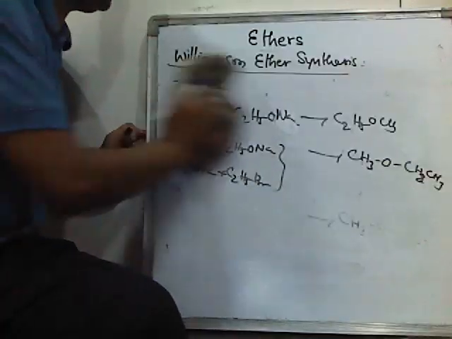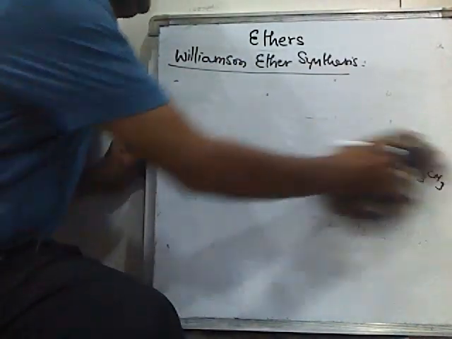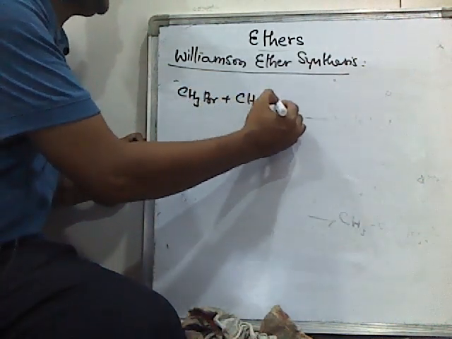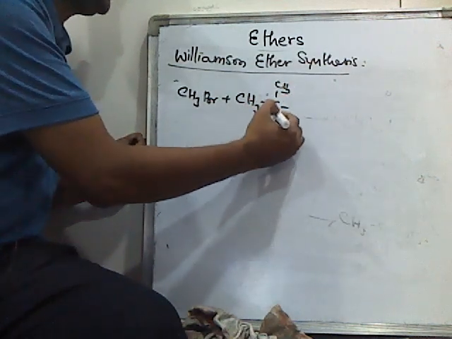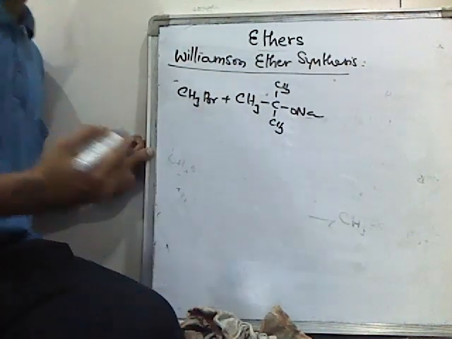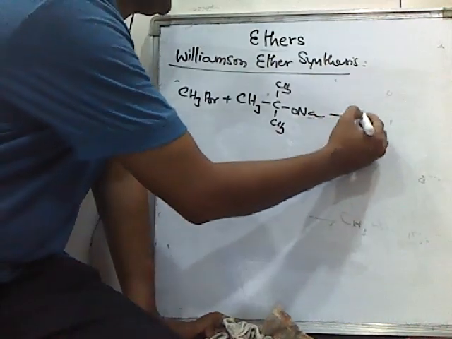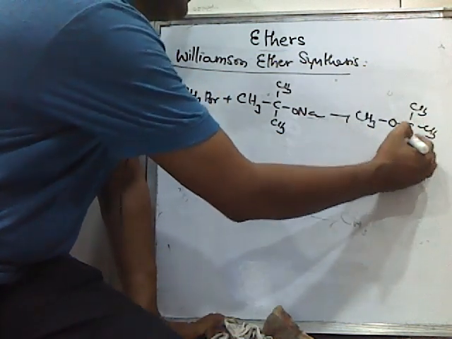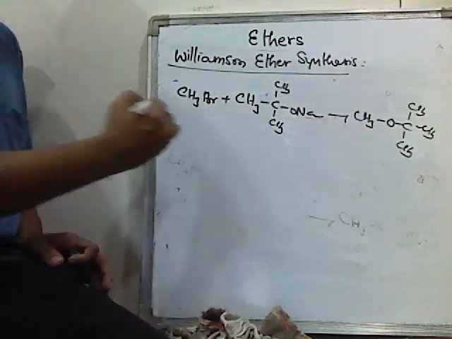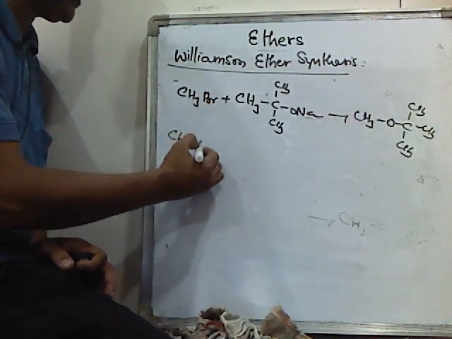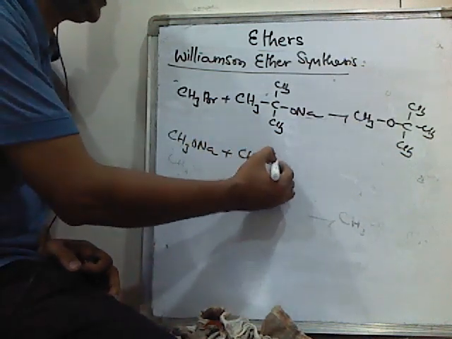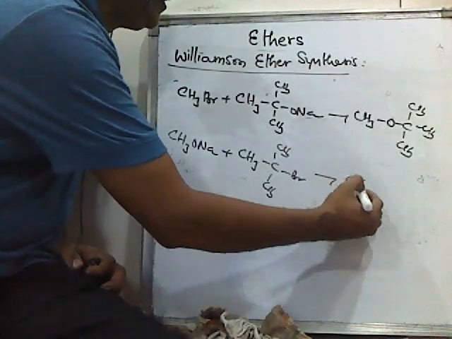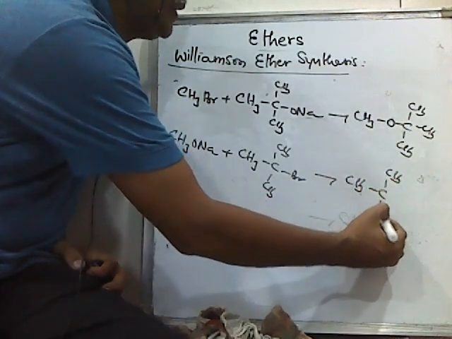Let me take one example. If you take CH3Br plus (CH3)3CONa, then what is my product? Here I will get CH3OC(CH3)3. Suppose I take it the other way, with the tertiary alkyl group as the alkyl halide. Instead of ether, I will get the alkene as the major product.